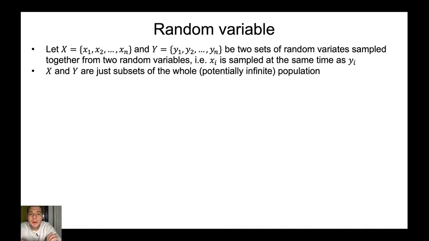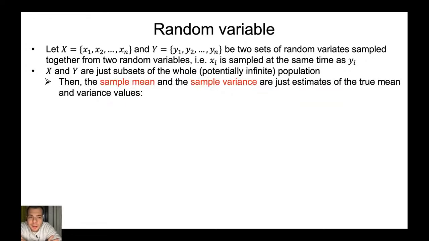Okay, so here we have these discrete sets of random variates. x and y are just subsets of the potentially infinite population. The random variable can produce an infinite number of values, but in practice, in machine learning, we will use finite data sets. So these random variates form a finite subset.